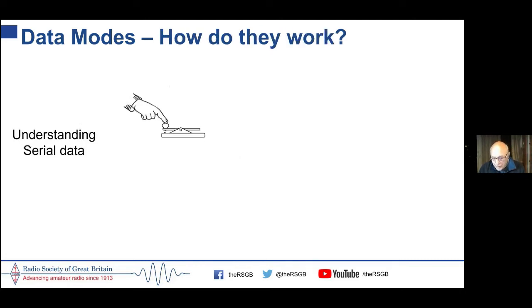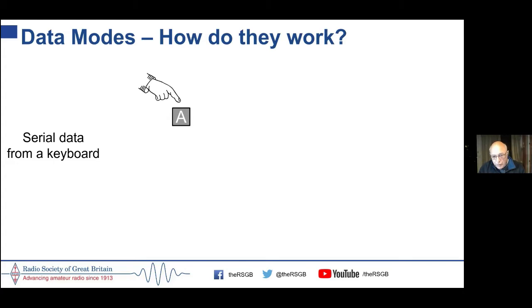So the next concept that we need to understand with data modes is serial data. So what is serial data? Although you might not think it, you're all familiar with serial data because this is serial data. Morse code is serial data. So you might want to send a word in Morse code, but you send it one element at a time. And that's what we do in data modes. Whatever we're sending, we'll break it down and send it one element at a time.